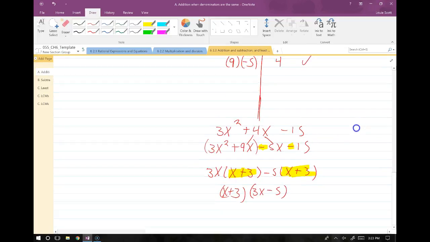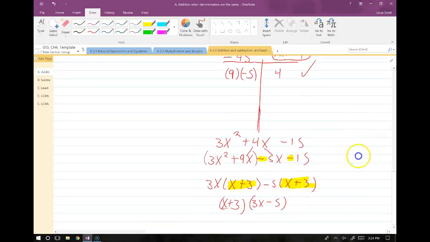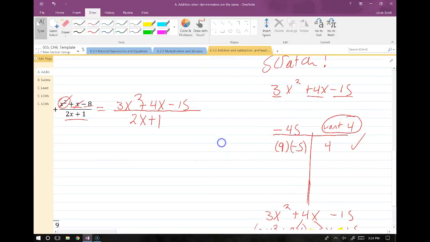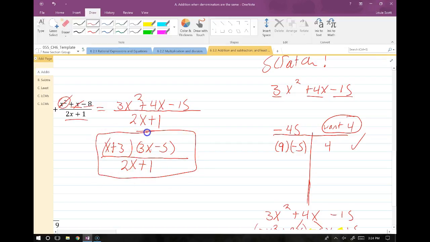Okay, so there it is. x plus 3, 3x minus 5. This is super unsatisfying because nothing cancels. It's just heartbreaking.